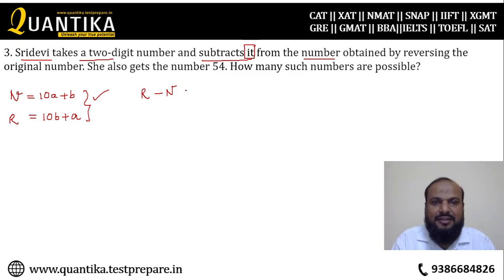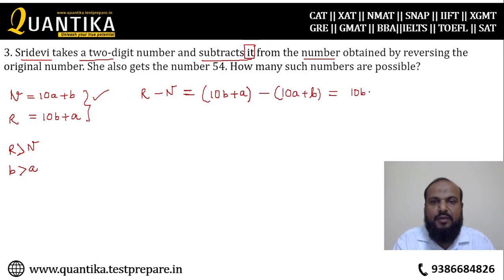That means what? That means r must be more than n, and b, small b, must be more than a. So r minus n is equal to a. So r is 10b plus a minus 10a plus b. That will give you 10b plus a minus 10a minus b, which will give you how much? 9b minus 9a. That is again equal to 54.